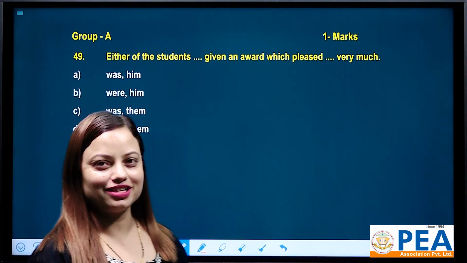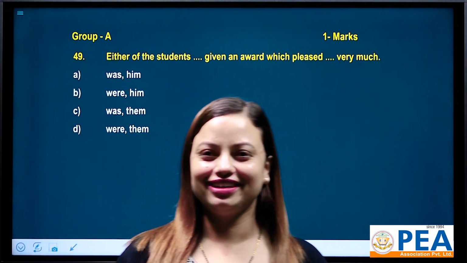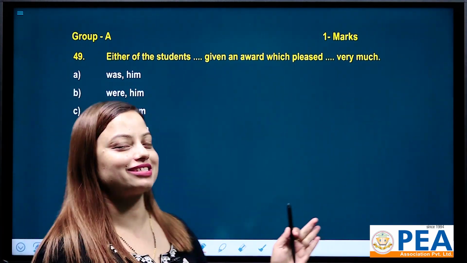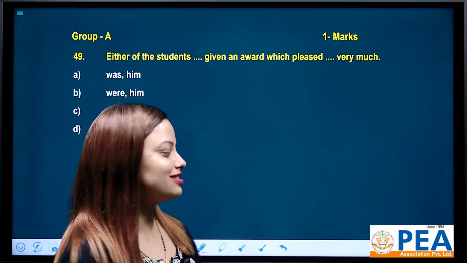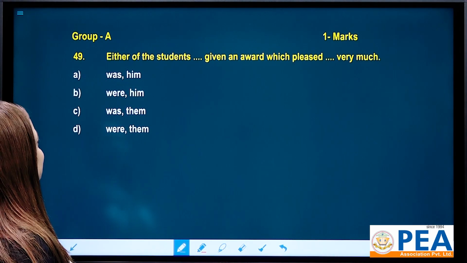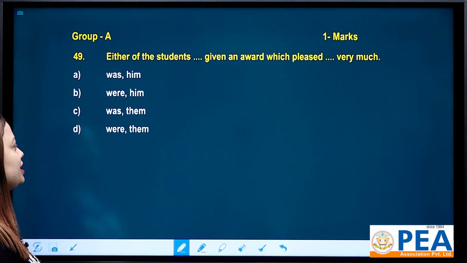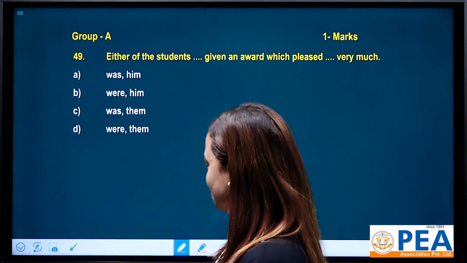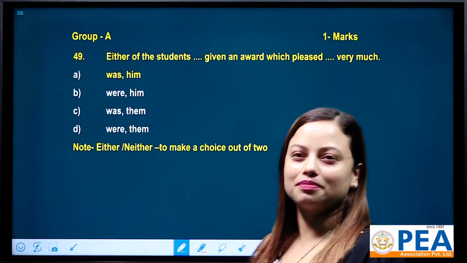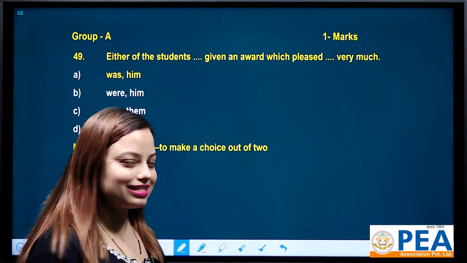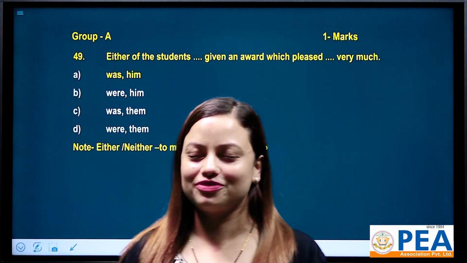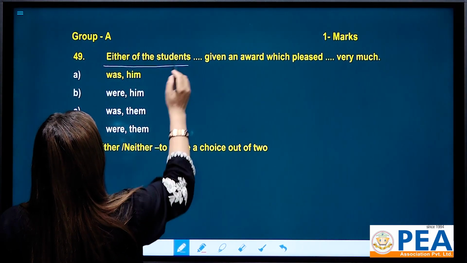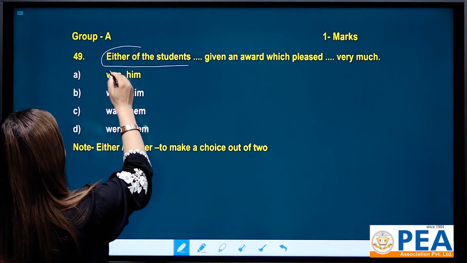Our first question, question number 49, is: Either of the students dash given an award which pleased dash very much. Our options are: A, was him; B, were him; C, was them; D, were them. This question is from subject verb agreement, right? So let's have clarity on this question first of all. Either of the students, right? Your subject is either of.